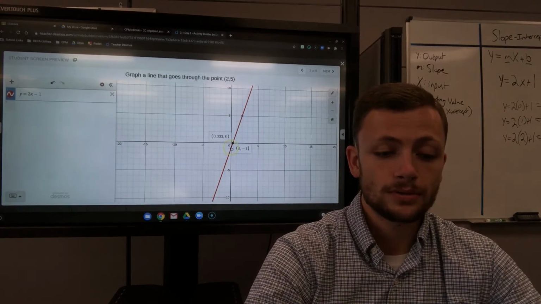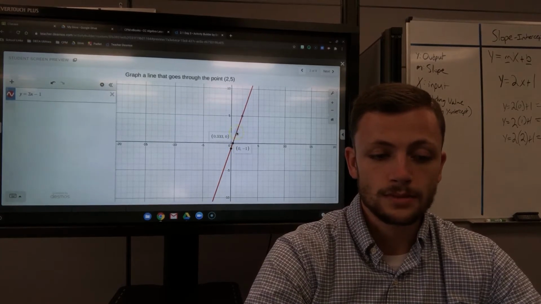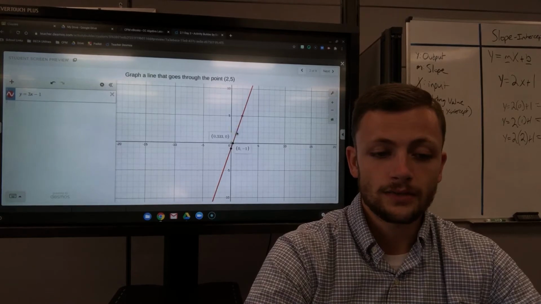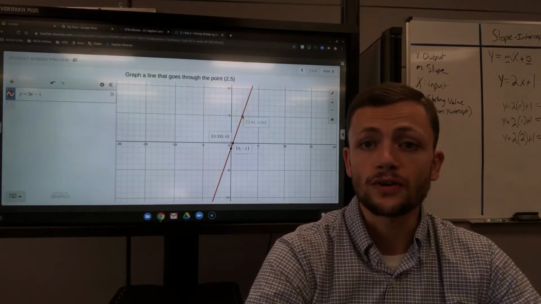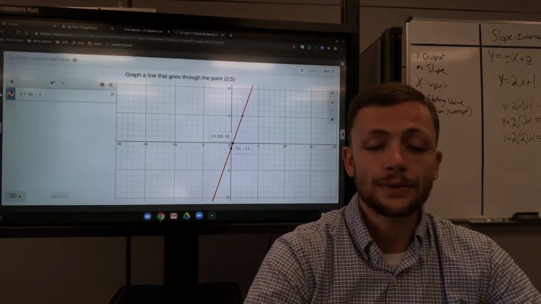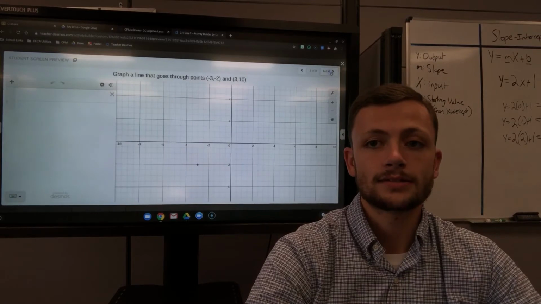Because if we go up from -1, we go up 3 over 1. That gives us the point 1, 2. And if I go up 3 over 1 from that, I get the point 2, 5. So I would simply leave this equation for a line here on this slide and hit next.